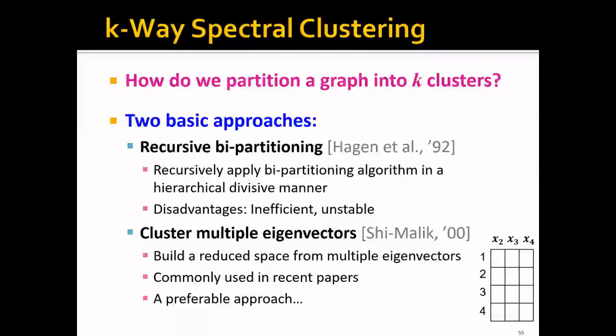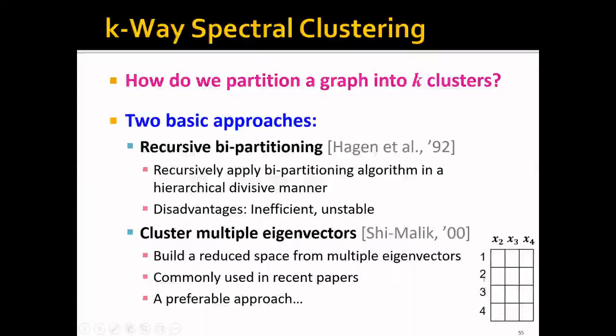So another class of approaches is to cluster multiple eigenvectors. So the idea is to build a reduced space from multiple eigenvectors. And this is actually commonly used in recent papers. For example, a preferable approach is to use k-means. And for example, let's say that we have a graph of like four nodes, and we take the adjacency matrix, and we compute the Laplacian matrix, and we compute the second eigenvector as this column, and we compute the third eigenvector in this column, and the fourth eigenvector in this column.